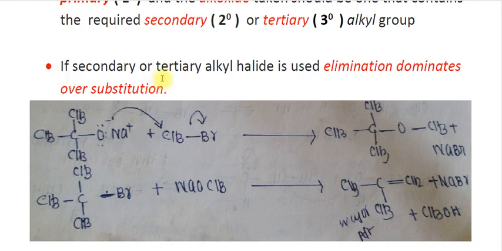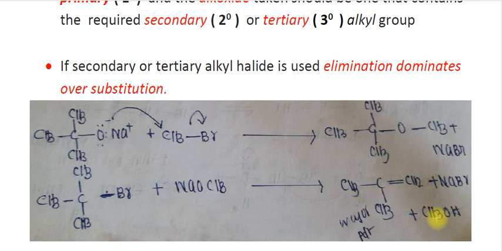If a secondary or tertiary alkyl halide is used, that means, unlike the earlier case where it is a primary alkyl halide, here a tertiary alkyl halide is given. If it is reacted with sodium methoxide, NaOCH3, then what will be the product? The product will not be the ether. Instead, elimination dominates over substitution.